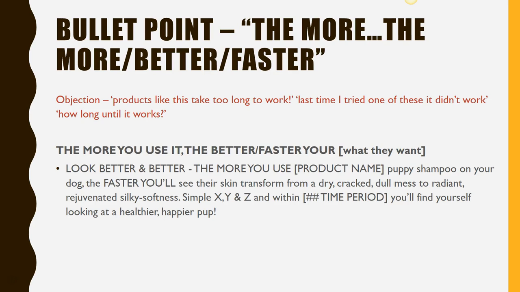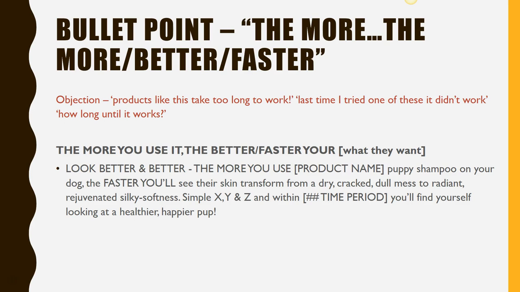Okay, the more, the better, or the more, the faster bullet point. This is a classic NLP language pattern. Again, NLP is neuro-linguistic programming. Neuro being brain, linguistic is language. Programming is how we change the way you view the world, the behaviors you have, and the actions that you take. So that's what we're doing: changing the way they view things, their behaviors to buy, and making them take action. So the more you use it, the better your what they want. So what do they want?